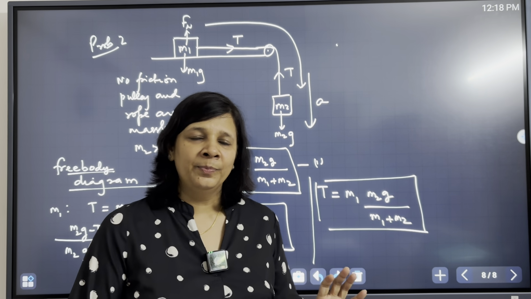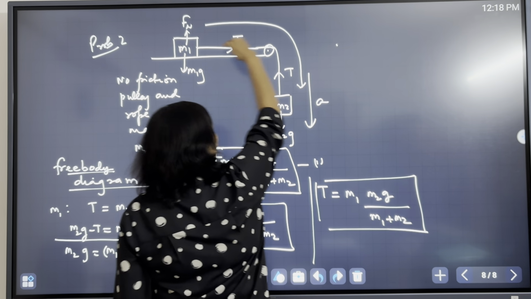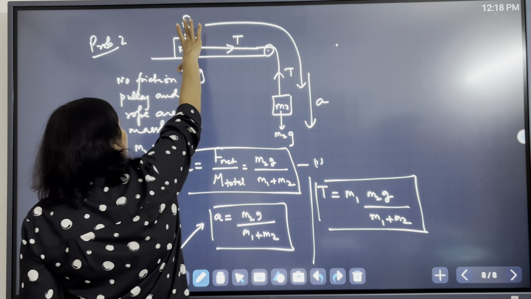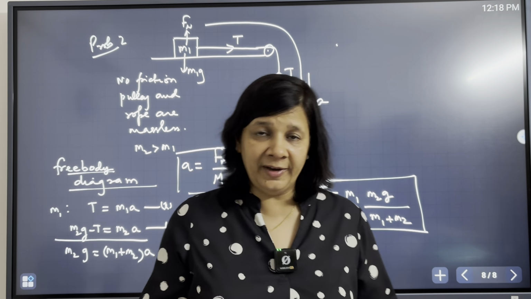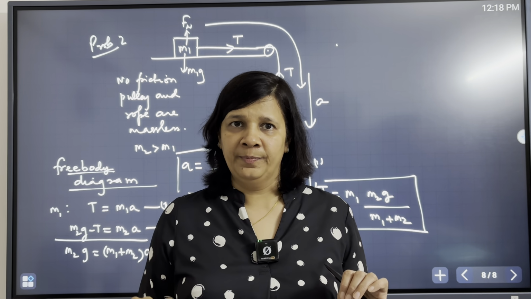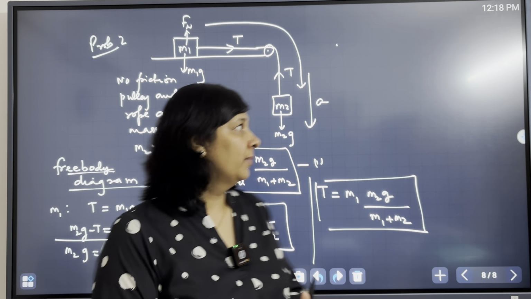So basically, you can just imagine this object to be here. So this is your x direction. These two forces, M1G and the normal force, will not affect the acceleration in the x direction. You have to take the forces only in the x direction.